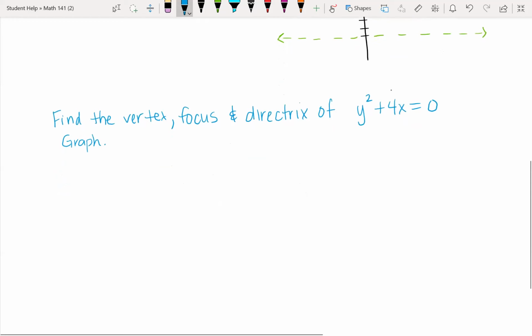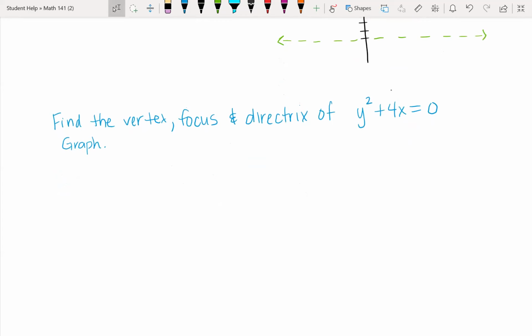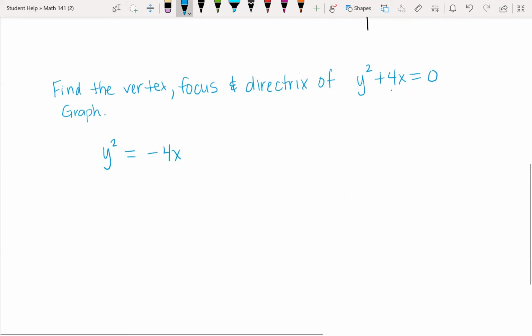This one is not quite in the format that we want, but because y is the squared variable, we know it's going to be in the opposite format, the one that's going to be opening left-right. So I'll start by rewriting it. I'm going to rewrite it into the form y squared equals -4x. I'm moving the x and the y variables onto opposite sides of the equal sign. And then similar to what I did in the last problem, I'll rewrite it so I can extract what the vertex and various other things are.